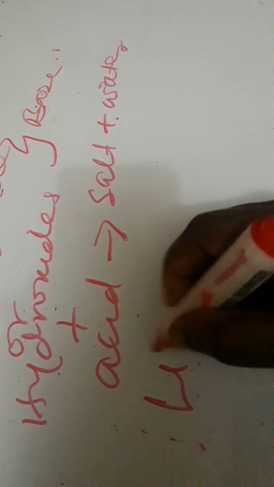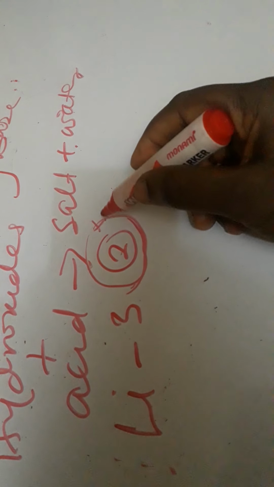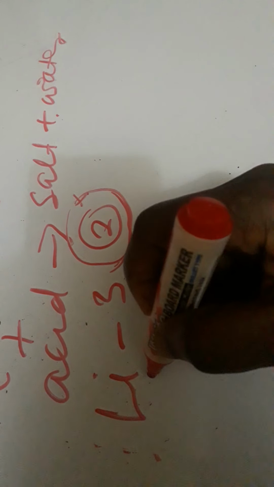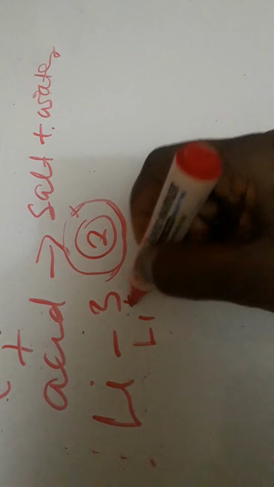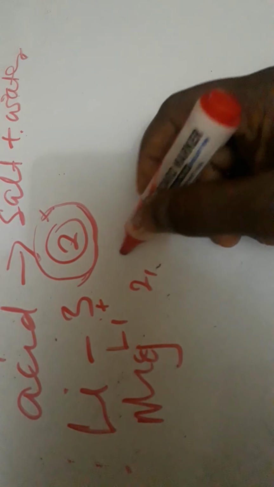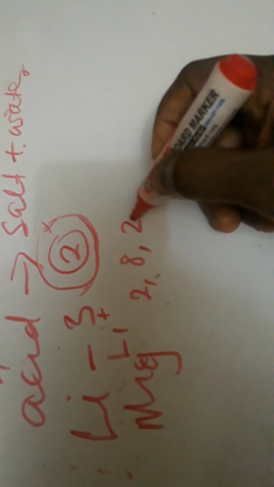Lithium's atomic number is 3. When you arrange it, you have 2 on the first shell, 1 on the second shell, which is supposed to be 8. It cannot gain 7, but it can give out 1. So lithium is a metal. It becomes positively charged. Magnesium, 12, is 2, 8, 2. It gives out 2.